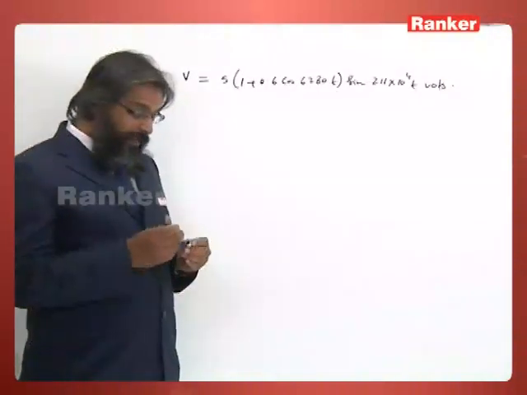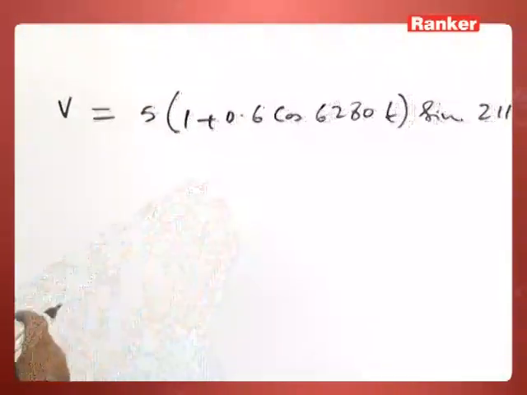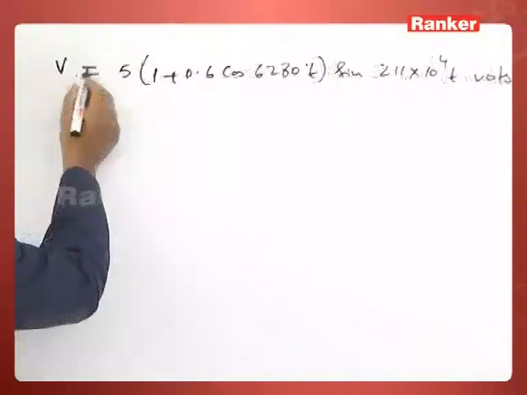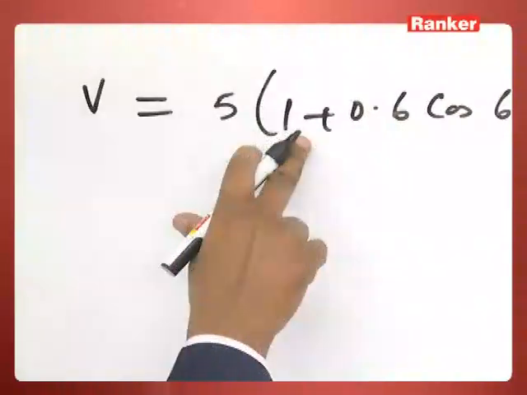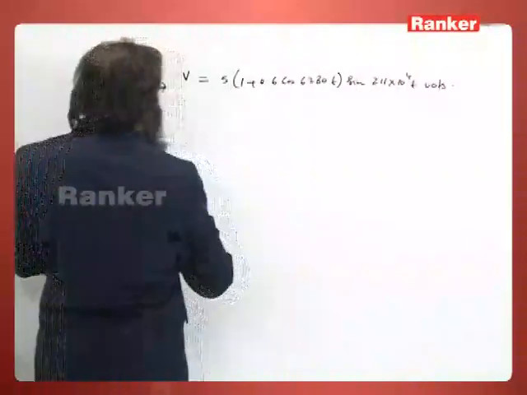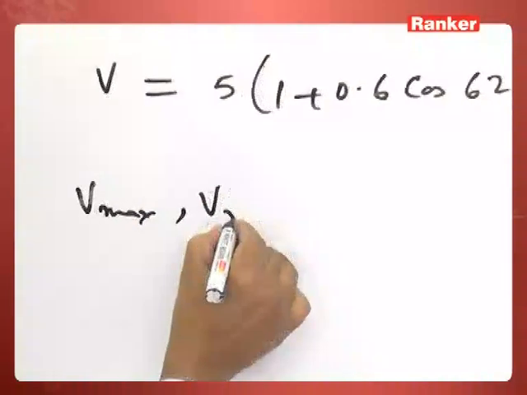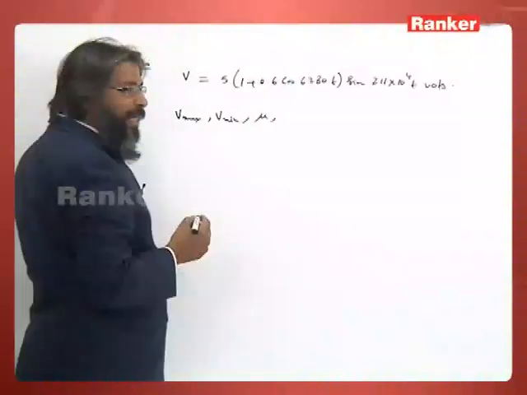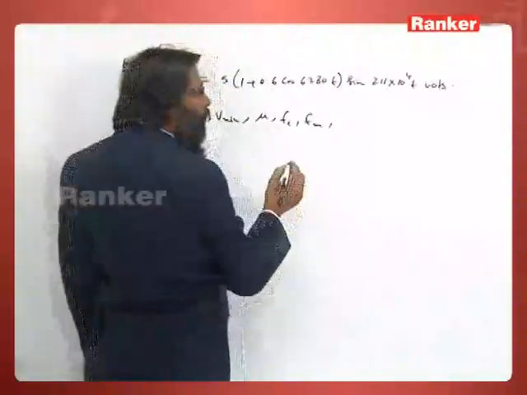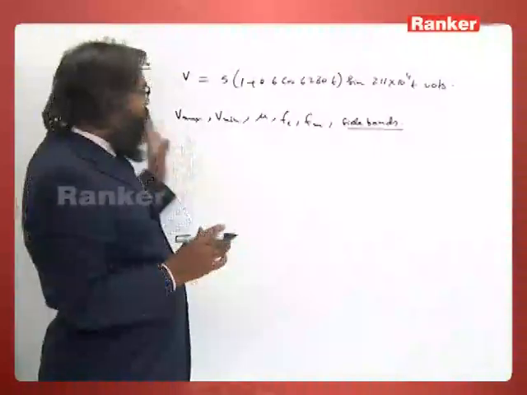So now let us take an example with some numerical values. So this is the equation of a modulated wave, the carrier wave which has been modulated. So here the voltage V is given as 5 into 1 plus 0.6 cos 6280 t sine of this much. So let us calculate the maximum voltage V max, V minimum, the mu value, that is modulation index, then the carrier wave frequency, the frequency of the modulating signal, the side bands and the amplitudes of the side bands. Let us calculate all these things.